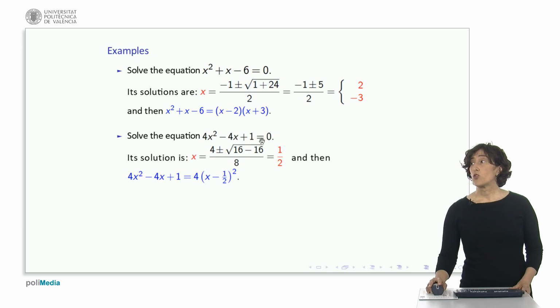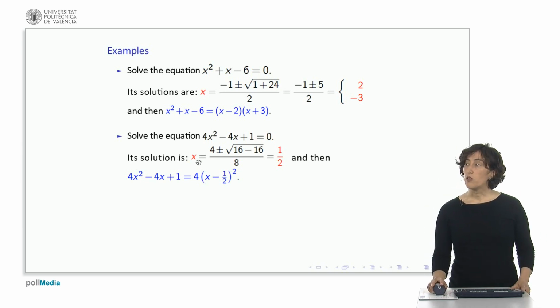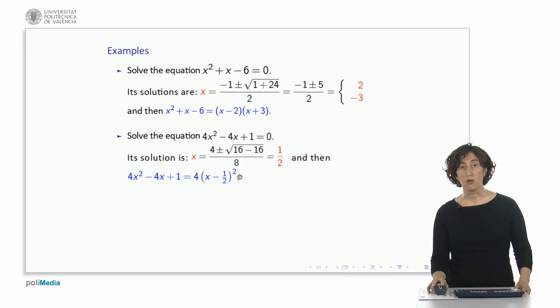In this other case, 4x squared minus 4x plus 1 equals 0. When I apply the formula, I get x equal to 4 plus or minus the root of 16 minus 16, which is 0, divided by 2a. This is 8, and this gives 1/2. That means that this polynomial is described as 4 times (x minus 1/2) squared.